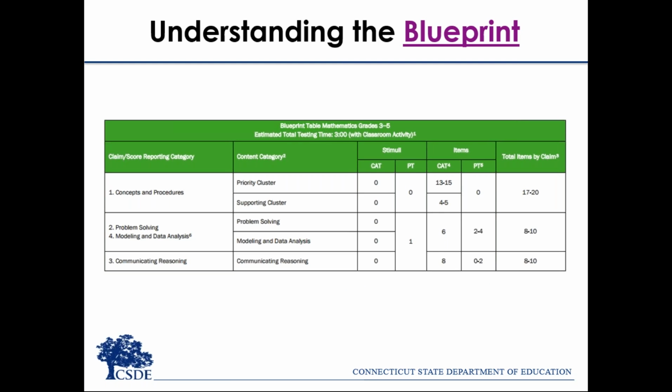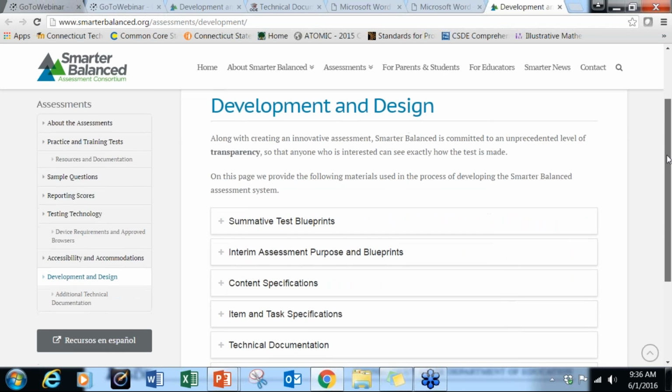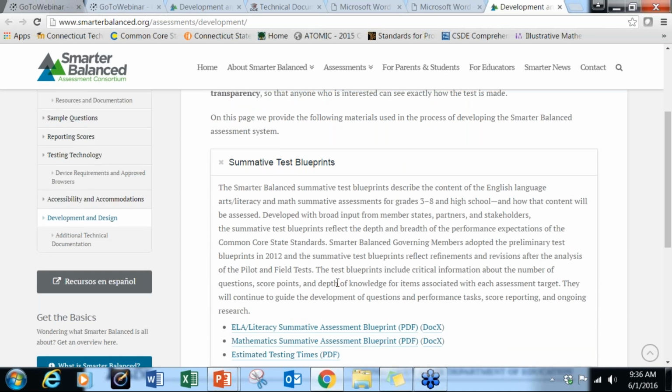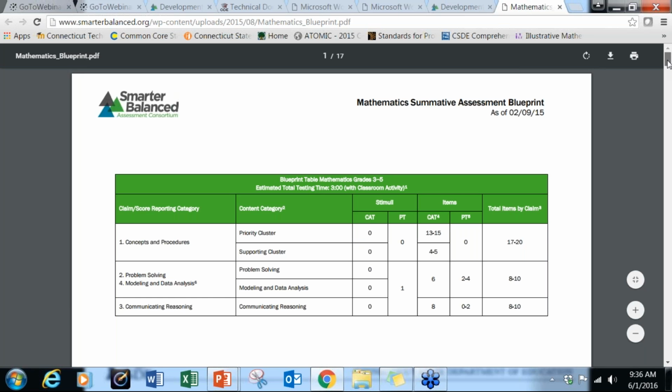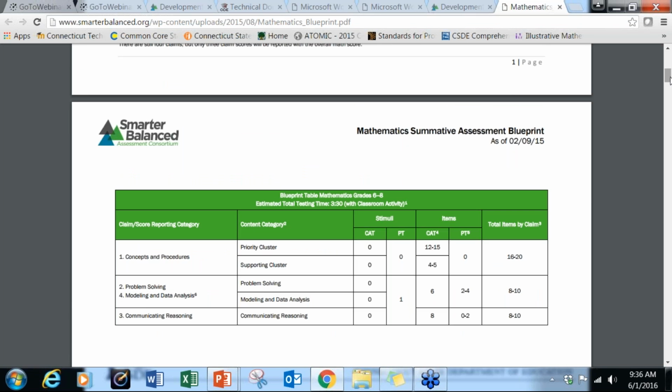The blueprint that is currently on the screen is an overview of the 4 claims. This one happens to be for grades 3 through 5. There is another overarching blueprint that is available for grades 6 through 8. Let's take a moment to take a look at that blueprint. If you go to the Smarter Balanced site, you can find the summative test blueprint. And we are looking at the summative assessment blueprint for mathematics. There again, you see the 3-5 blueprint as we just saw, and you see the 6-8 blueprint.